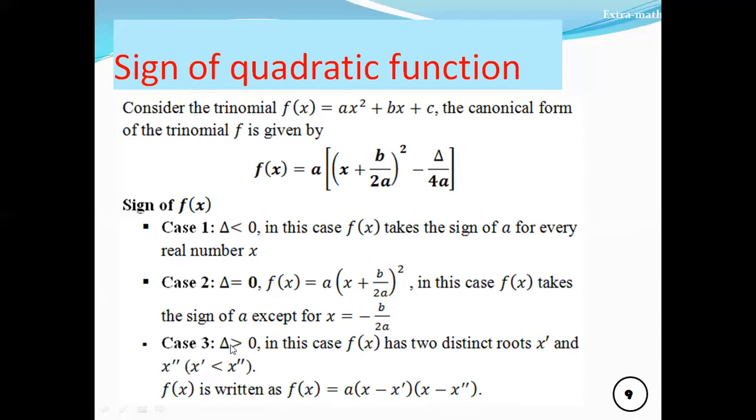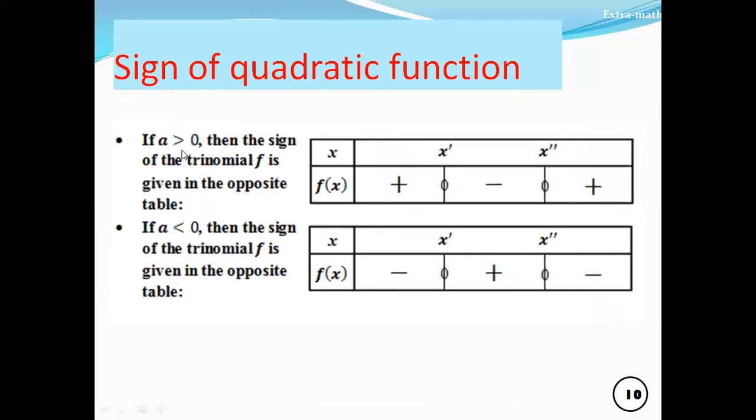Case 3, if delta is positive, then we will have two distinct roots, x prime and x double prime, and f can be written as a times (x minus x prime) times (x minus x double prime). Here, according to the sign of a, we have the table of sign of f of x. If a is positive, then before x prime, f will be positive. After x double prime, f will be positive. And between x prime and x double prime, f will be negative. If a is negative, then before x prime, f will be negative. After x double prime, f will be negative. And between x prime and x double prime, f will be positive.